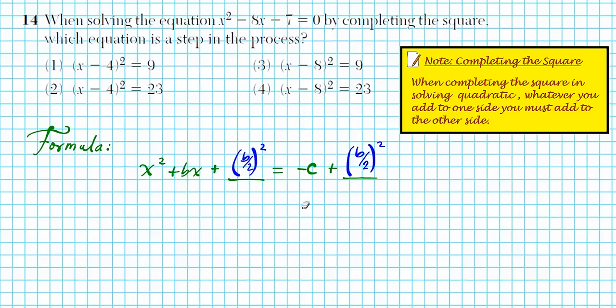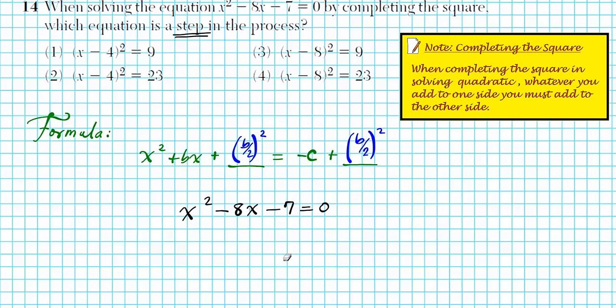We're going to apply these points to this quadratic equation: x squared minus 8x minus 7 equals 0. The question asks which equation is a step in the process. We don't have to solve it. We just want to keep working through the steps until we get to a form consistent with these options, namely a factored perfect square. This is a factored step. The next step is the square root property, and then you isolate your x. We don't have to do that here.